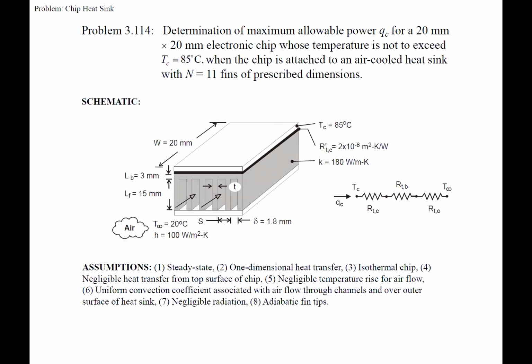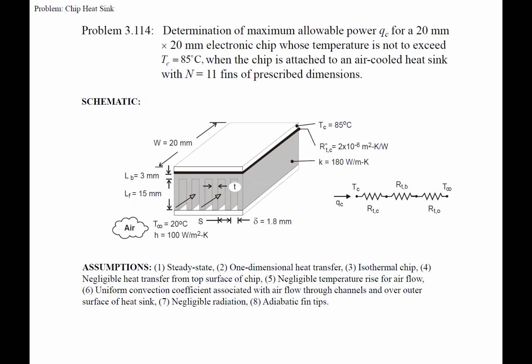3.114. Good amount of reading. An isothermal silicon chip of width W is 20 millimeters on a side is soldered to an aluminum heatsink, where k is 180 watts per meter Kelvin, of equivalent width. The heatsink has a base thickness, L_B, of 3 millimeters, and an array of rectangular fins, each of length L_F is 15 millimeters.